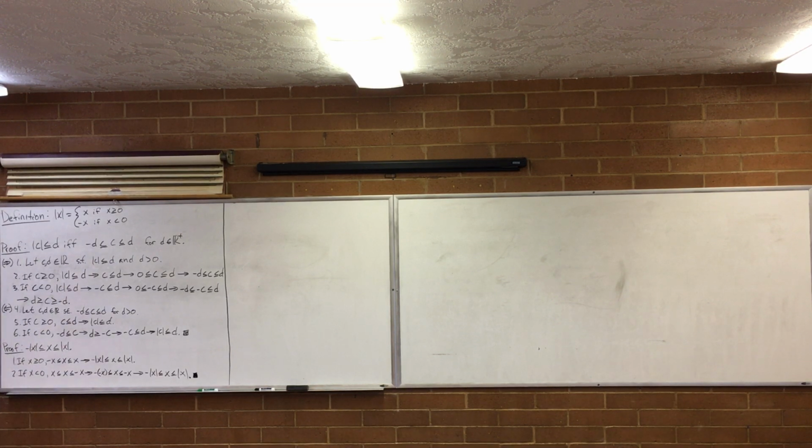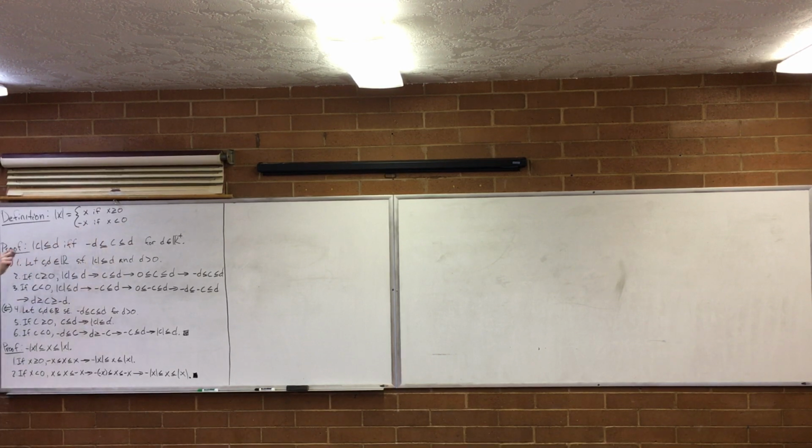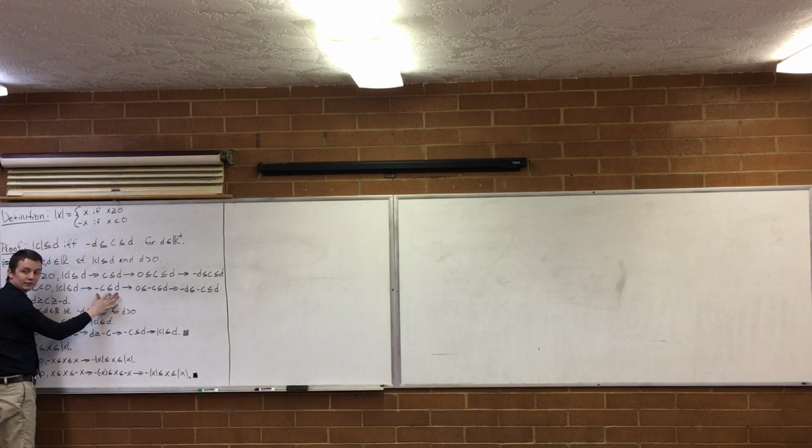Alright, let's handle the next case. C is less than 0. So if C is less than 0, then the absolute value of C less than or equal to D means negative C is less than or equal to D. What's the absolute value of C if C is less than 0? It's negative C. So the absolute value of C less than or equal to D is the same thing as negative C less than or equal to D. Right. Good with that?